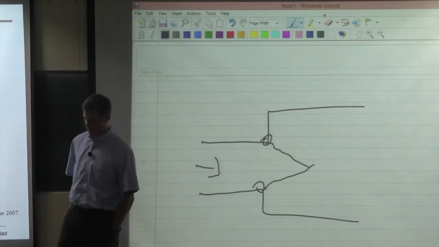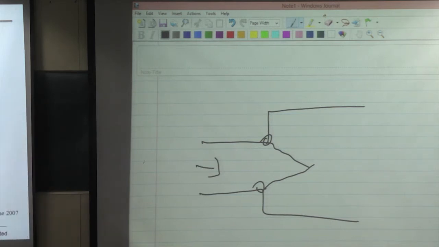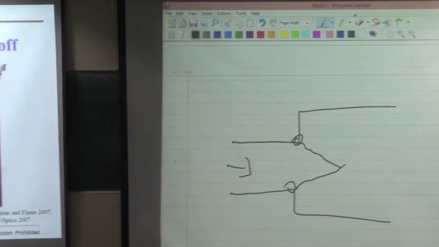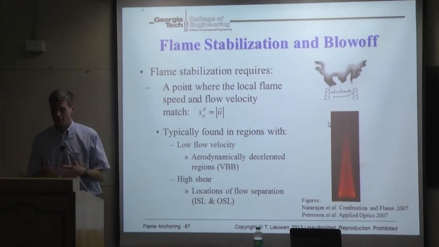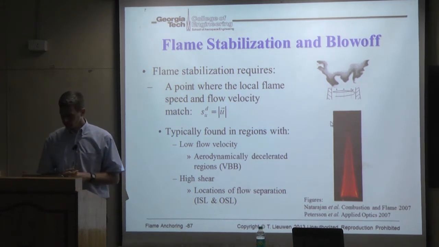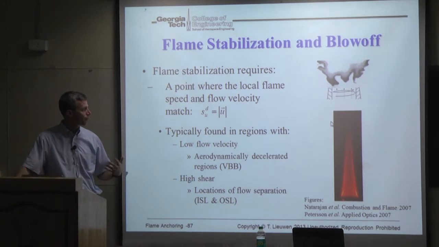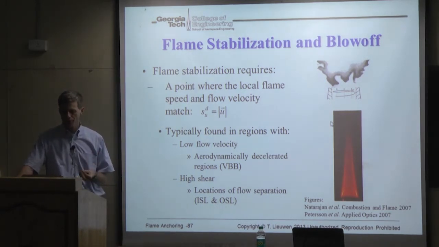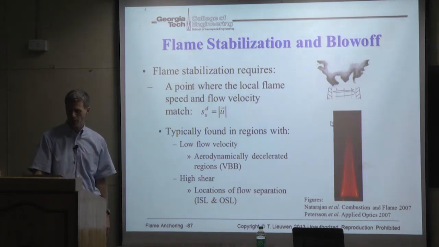Again, it's stabilizing there because the flow velocity matches the flame speed. But the fact that it's sitting in that region of high shear means it's in a region where there are very strong velocity gradients. And so the problem of flame stabilization and the problem of how thermal diffusive fronts behave in the presence of very, very strong velocity gradients are very coupled.